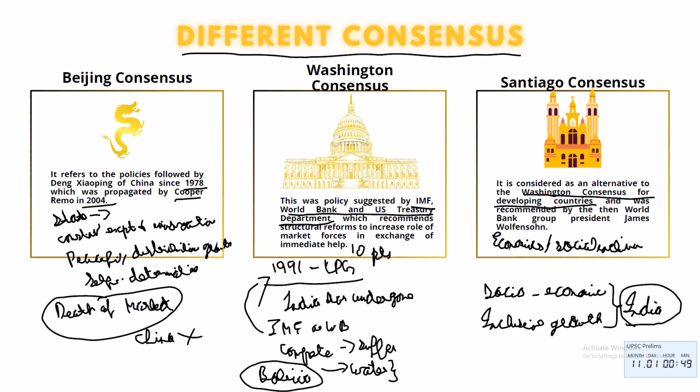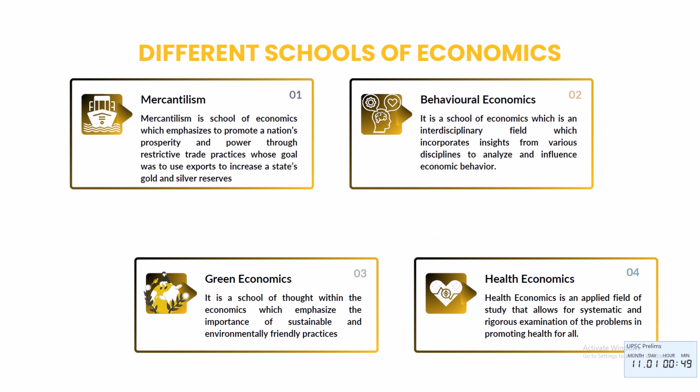Now, moving on to the different schools of economics. Mercantilism is a school of economics which emphasizes promoting a nation's prosperity and power through restrictive trade practices, whose goal was to use exports to increase the state's gold and silver reserves. Its main aim is to increase domestic employment. It was known in the colonial times, where it was said to protect the business interests of producers and merchants, like the British East India Company.